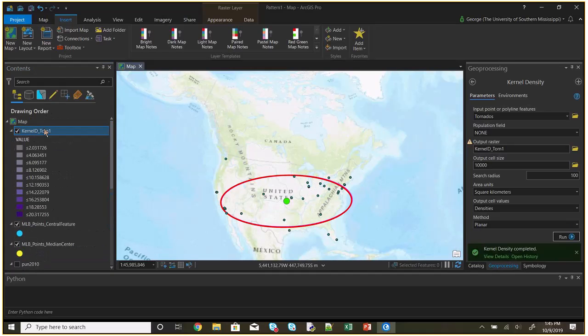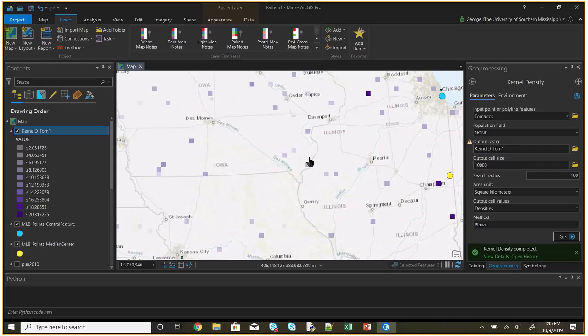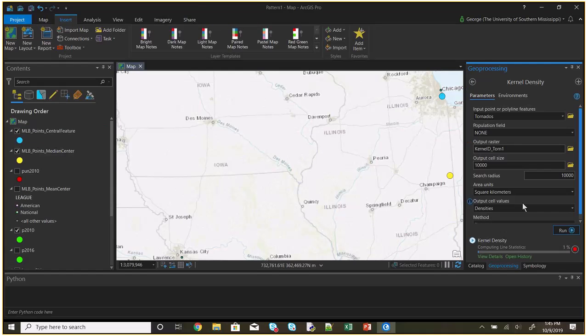I don't know what's wrong with this. Okay, I didn't create a big enough search radius. There were areas where there weren't any tornadoes, I guess. Run that again.